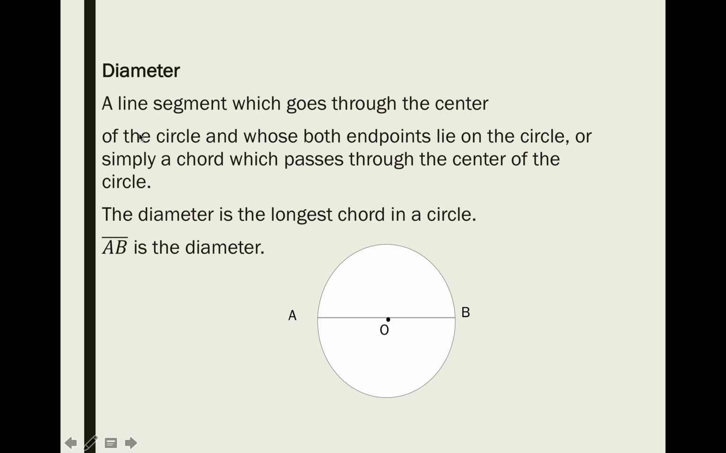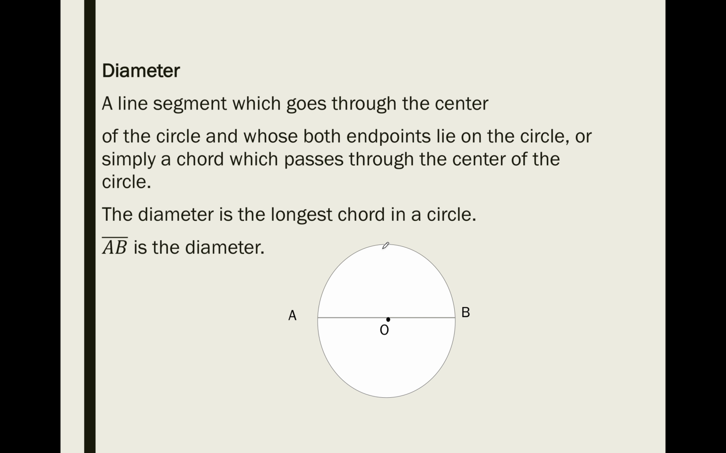So a diameter is a little bit different than a chord. A diameter would be from the center all the way across. So it is a line segment which goes through the center of the circle and whose both endpoints lie on the circle, or simply a chord which passes through the center of the circle. The diameter is the longest chord in a circle. So it can be right here down the middle this way.